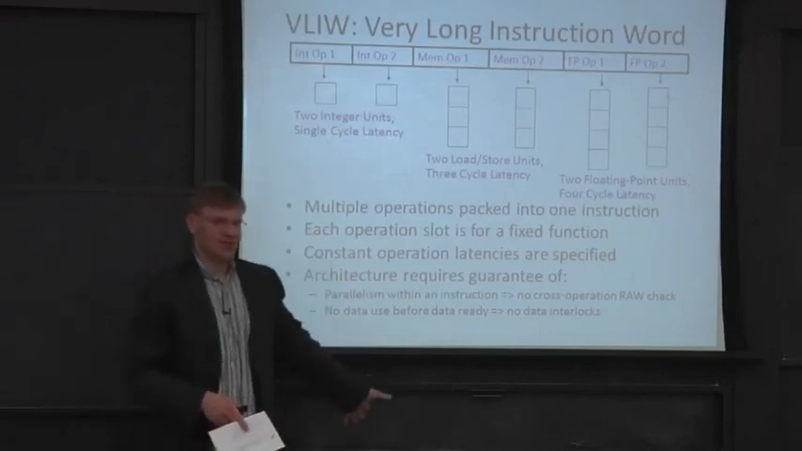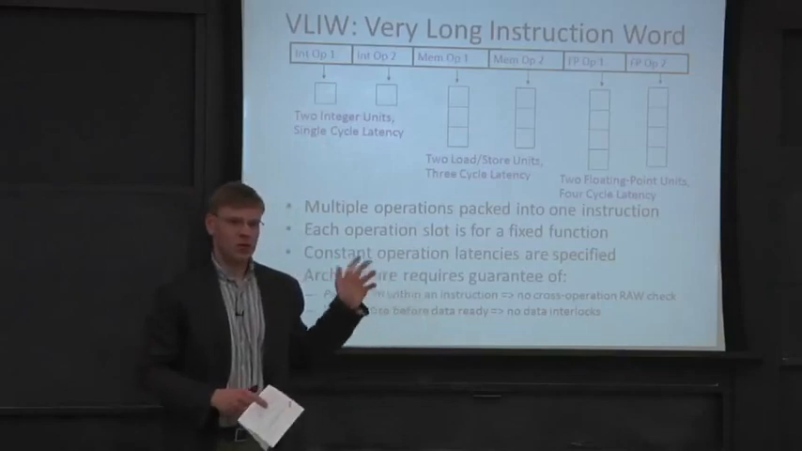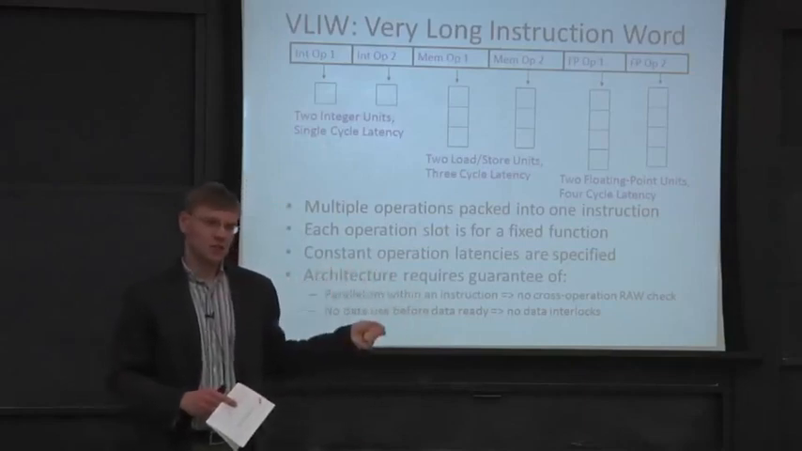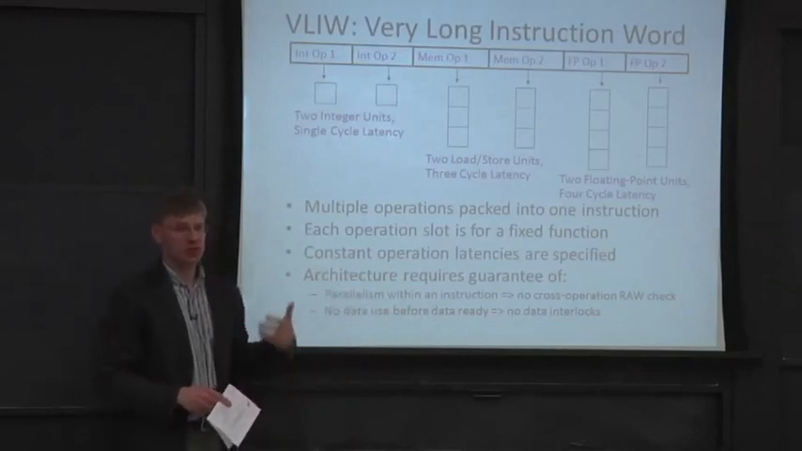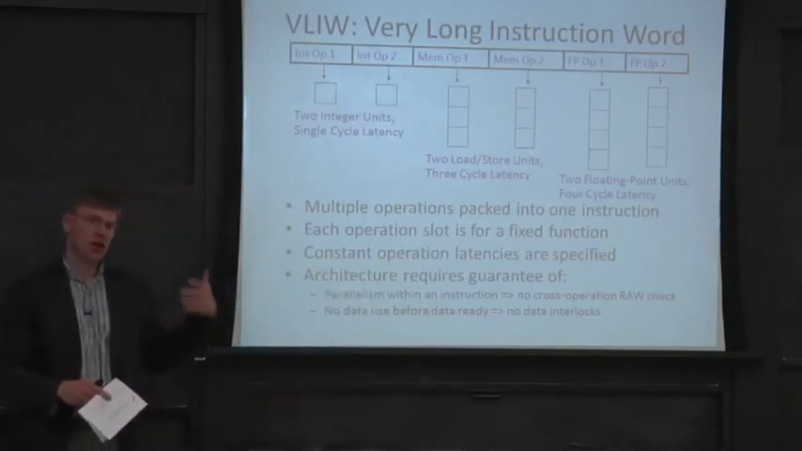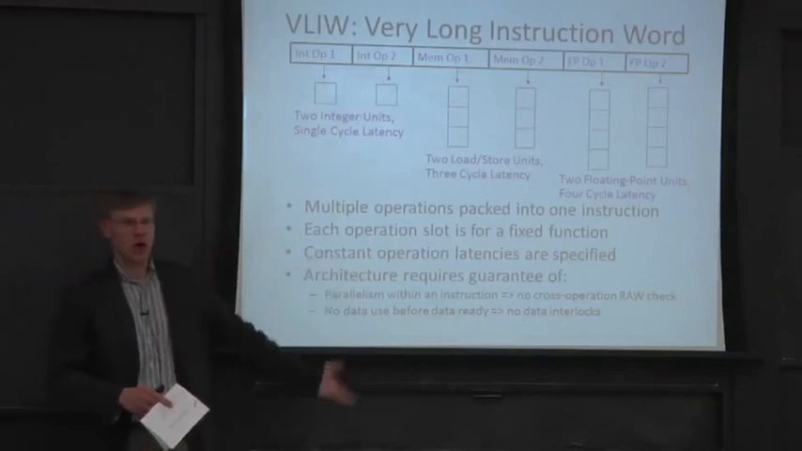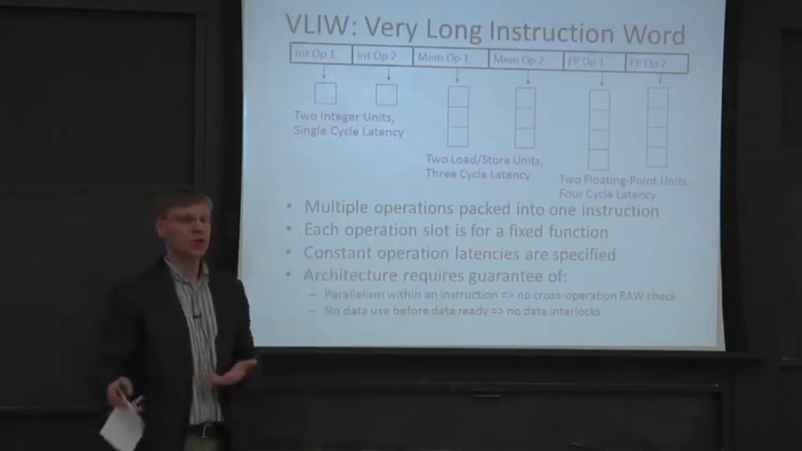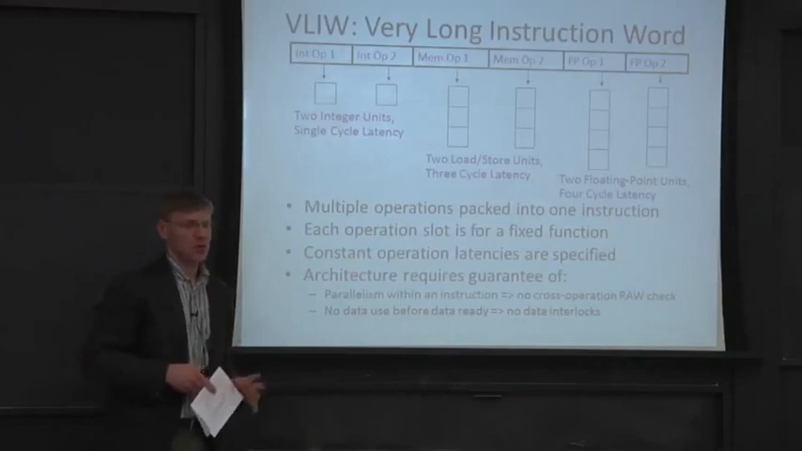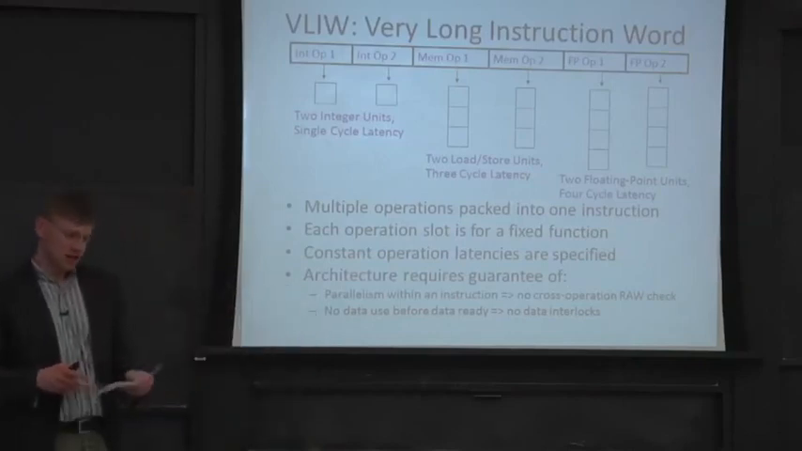Downsides to this. We're not able to react to dynamicism very well, or dynamic problems. So cache misses, branch mispredicts, things like that. Because we're not going out of order, because we don't have all that extra hardware in there, we can't schedule around those problems. So that's a downside to these architectures.